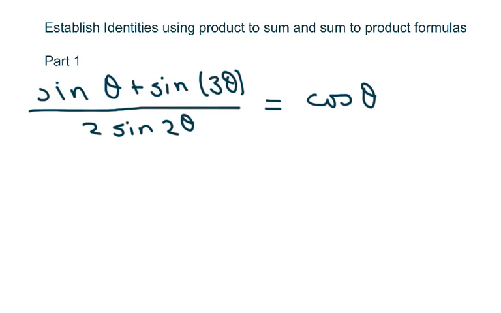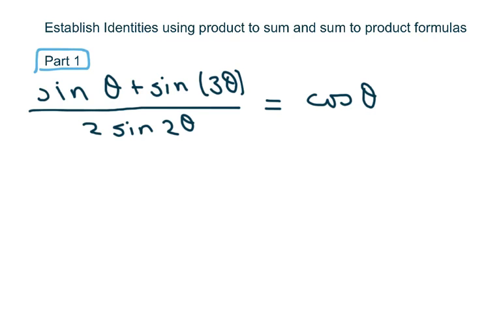Hi everyone, we're going to establish identities using product assignment sum to product formulas that we did in the prior two videos. Before you start this, you probably want to have your formulas written out because I won't write them out because they're very long. Part one is the easy ones, part two will be the medium type, and part three are the harder ones. So basically, this is the first one we have.